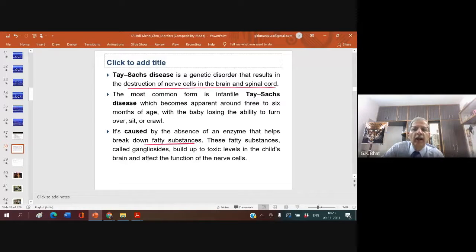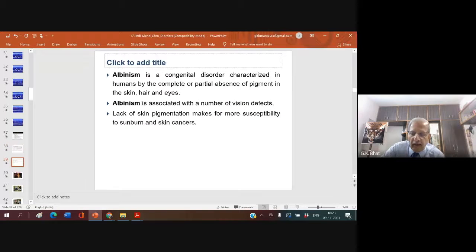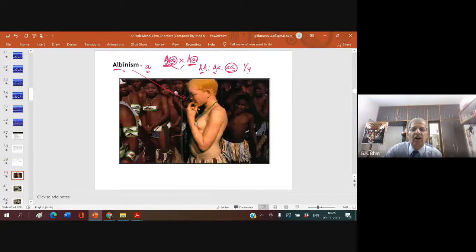Now, another example is albinism. I have already told you, albinism is a congenital disorder that is seen right from birth, characterized in humans by the complete or partial absence of pigment in the skin, hair, and eyes. Albinism is associated with a number of vision defects. Lack of skin pigmentation makes one more susceptible to sunburn, skin cancers, etc.